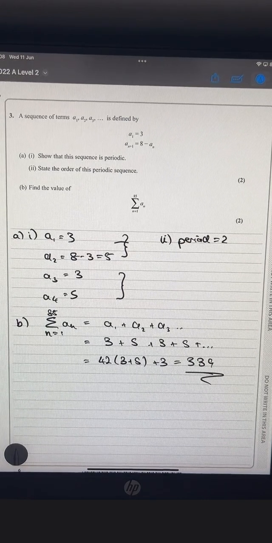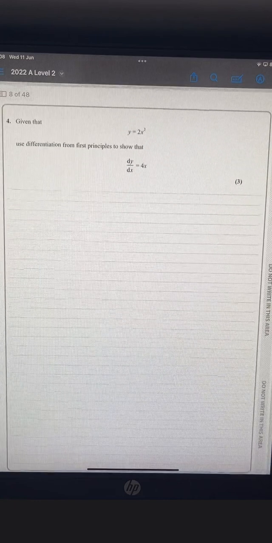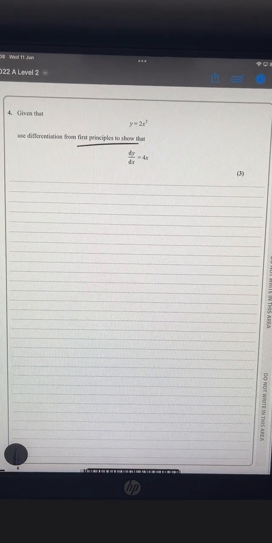Does that make sense? Checking. Awesome. I'm going to move swiftly on to question 4. Question 4 is a really nice question. It is a first principles proof. It's one of my first videos I did if you want to check that out too. So use differentiation from first principles to show the derivative is that.